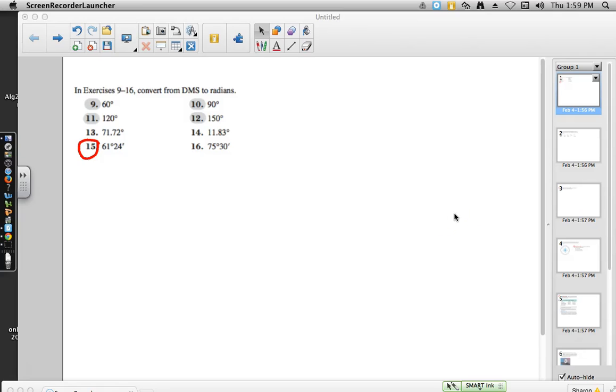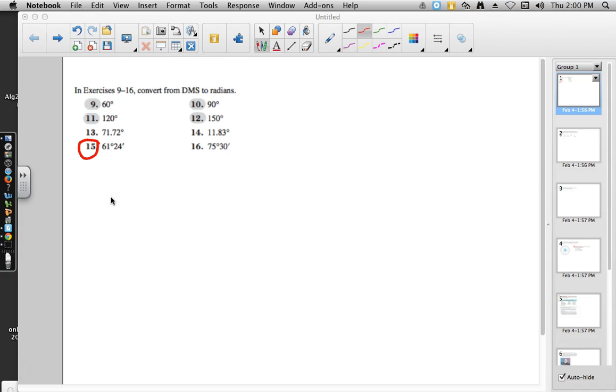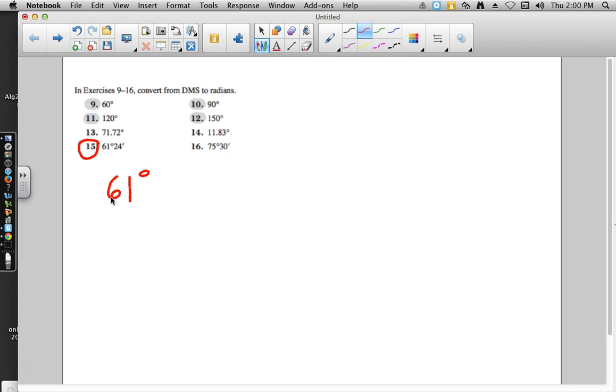These are the frequently asked questions for the book assignment for section 4.1. So basically 4.1 day 2 in pre-calculus. And in exercises 9 through 16 it says we're going to convert from DMS, degrees, minutes, and seconds, into radians. So with number 15 we have 61 degrees and 24 seconds.